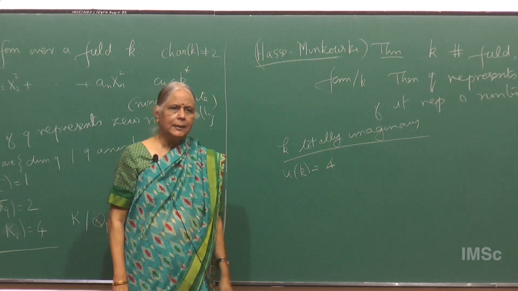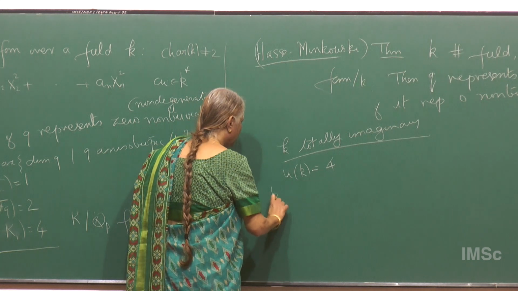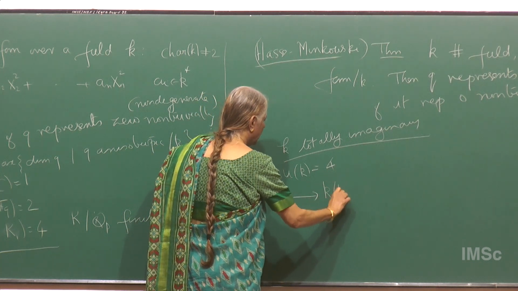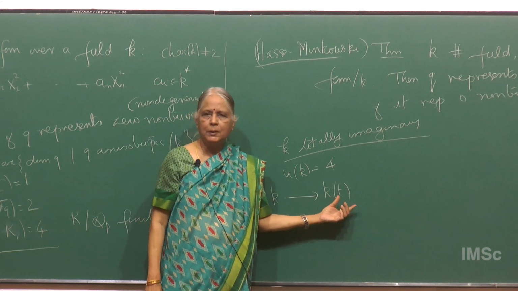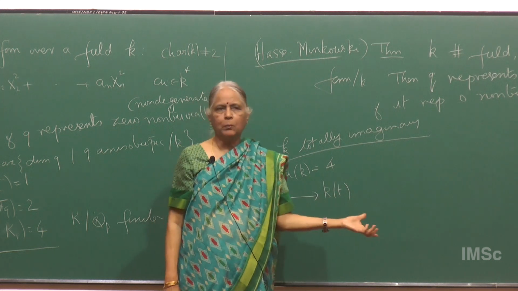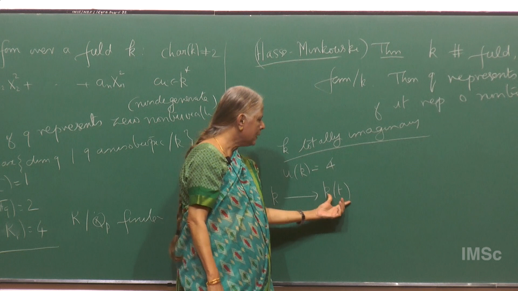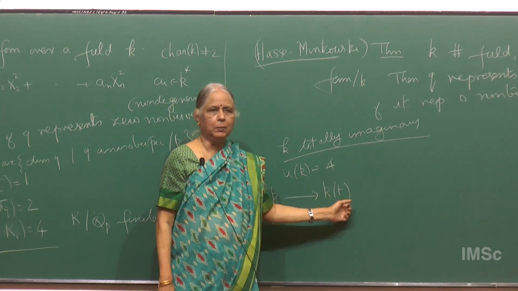So then the next discussion is when you pass from a field to the rational function field in one variable. This is just the field of ratios of polynomials. So this is the most obvious field extension of K, namely the purely transcendental extension in one variable.